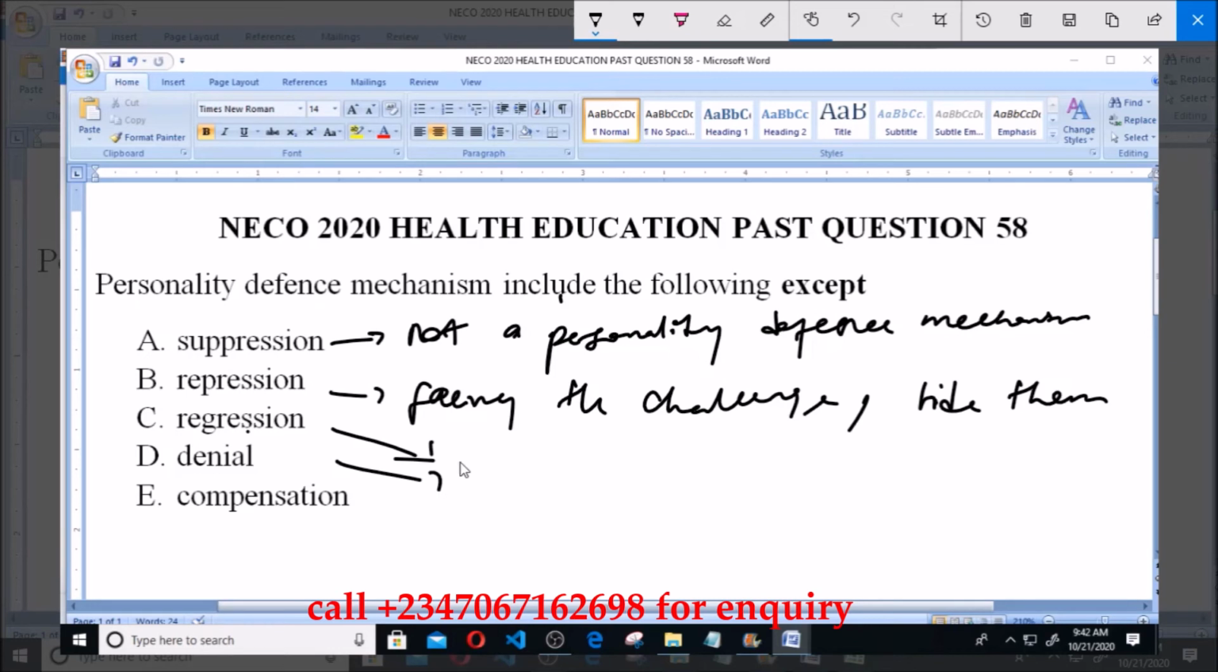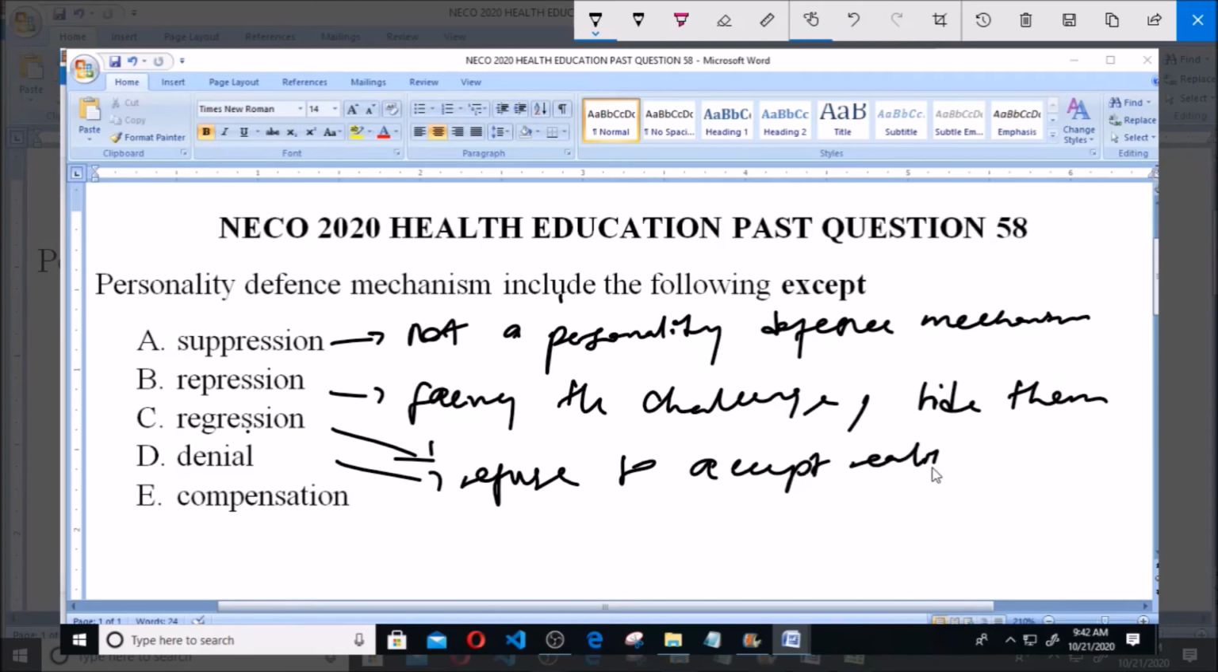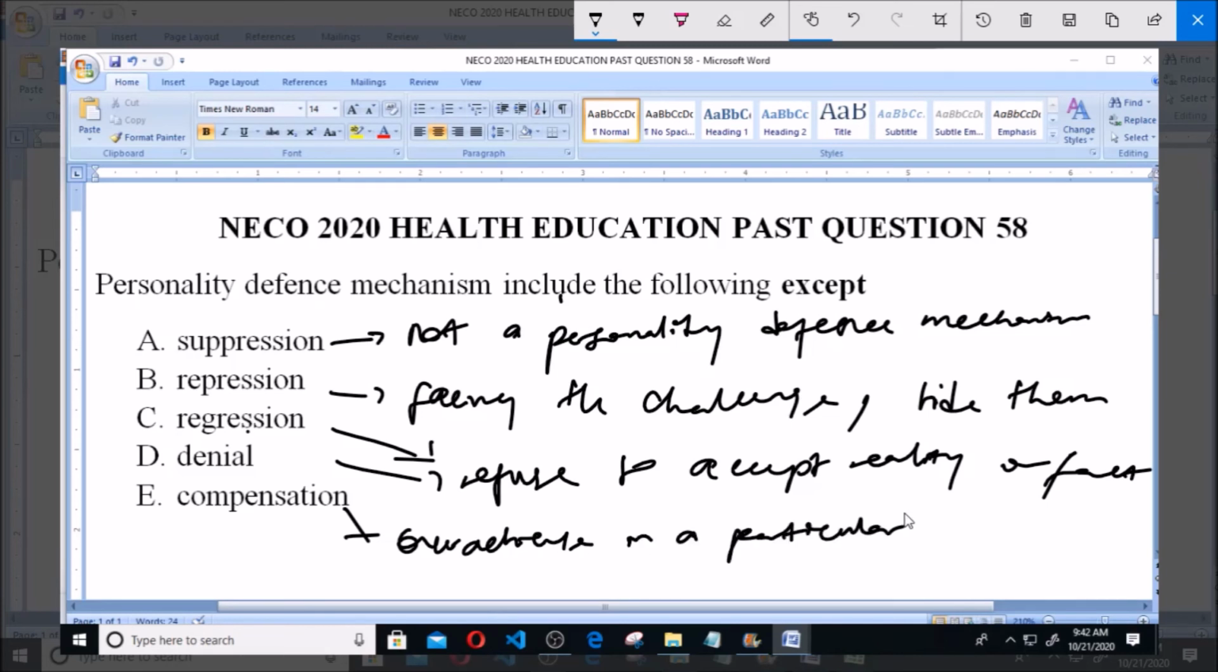Now denial. Denial is one of the most common defense mechanisms, where one would refuse to accept reality or facts. That's denial. Then compensation also is a defense mechanism. It refers to a type of defense mechanism in which people overachieve in one area to compensate for the other area where they failed. That is, they perform excellently well in a particular area, just to compensate for the other area that they failed. That's compensation.